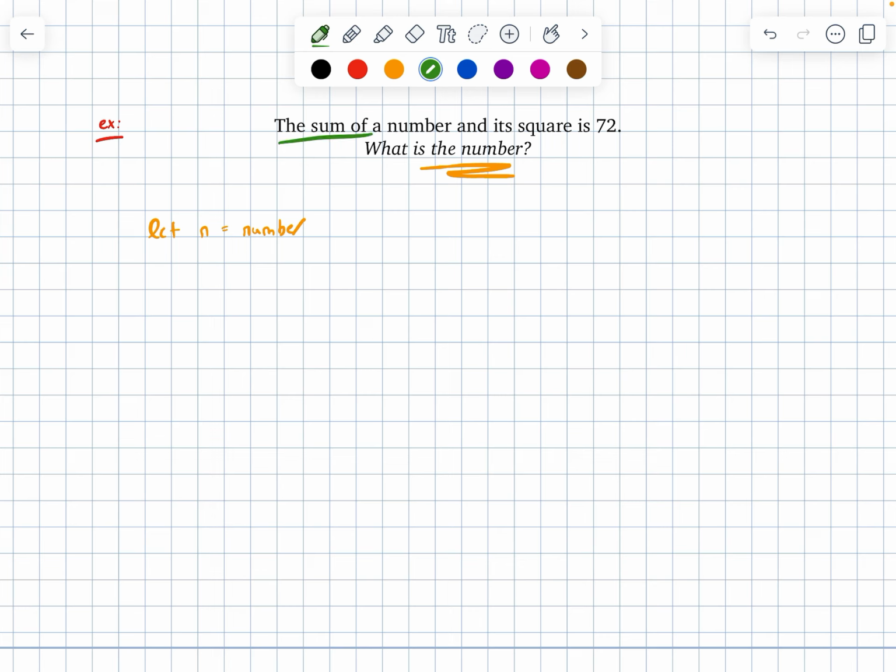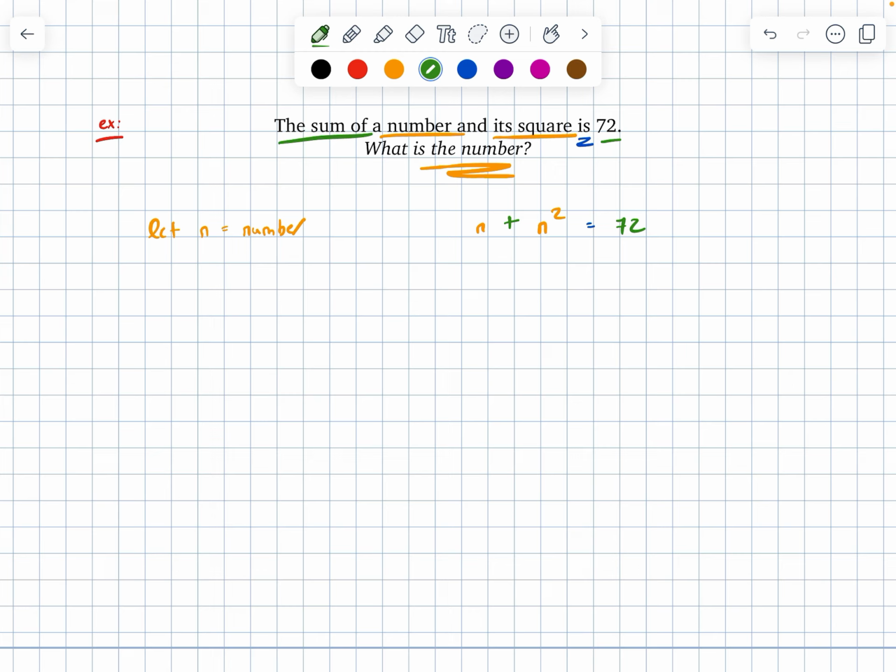The first thing that I see reading from left to right is the sum of. Now, sum always tells me that I'm doing some addition. And what is it that I'm adding here? Well, I'm adding my number, which we called n, and the square of my number, well, that would be n squared. And I know when I sum them, that is, which in other words gives me my nice little translation to equals 72. And would you look at that? n plus n squared equals 72. That's a polynomial equation that I should know how to solve.